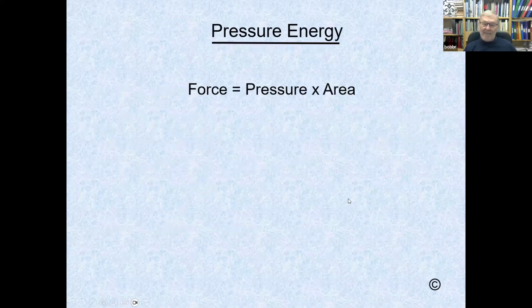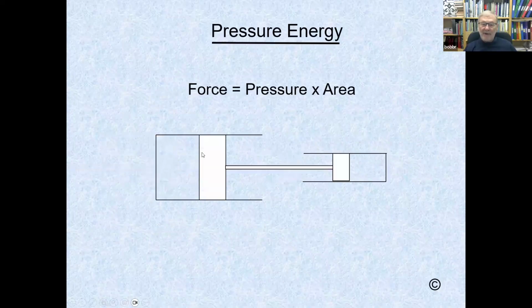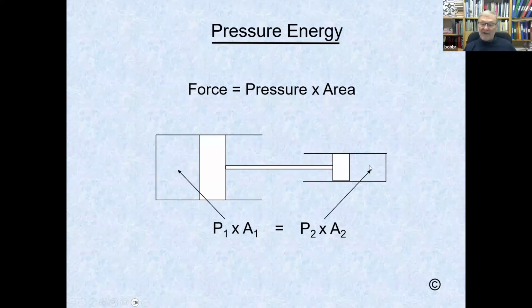Pressure energy, let's look at that. Force is pressure times area. Very simple. So pressure times area 1 there equals pressure times area 2 here. If I increase the pressure in here, this slider piston assembly will move to the left. If I keep the pressure static in there and I increase the pressure in there, the whole assembly moves that way. So that's the mechanical illustration of pressure energy.